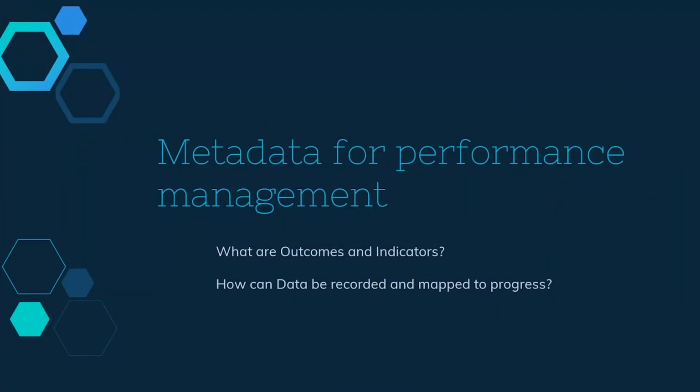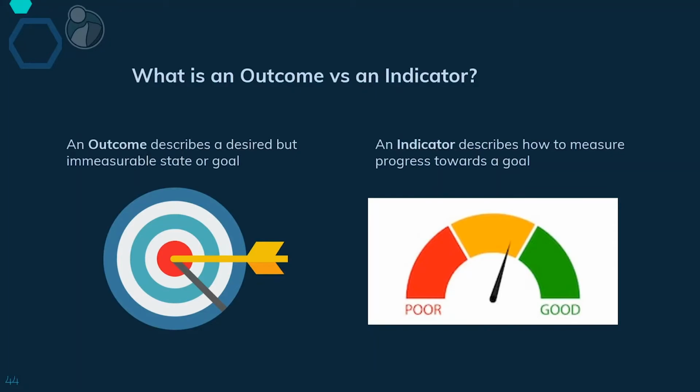One other thing that we start to talk a lot about within Aristotle is the ability to manage performance management. This is the ability for us to record the reasons that we're collecting data. What is the aspirational goal of an organization and how are we getting there? To understand this, we again have to look at the difference between an outcome and an indicator. An outcome is an immeasurable goal that we want to achieve. It's something that makes our organization feel good.